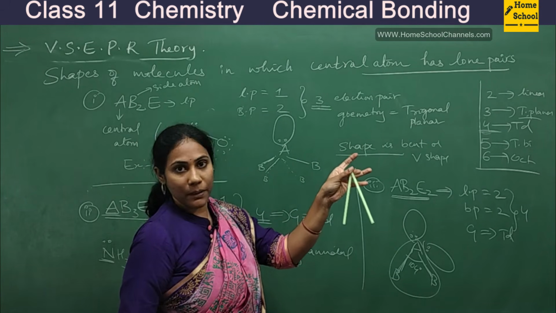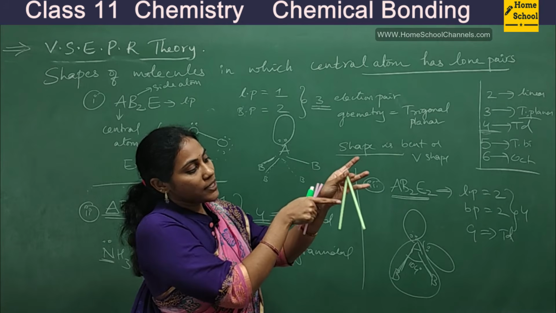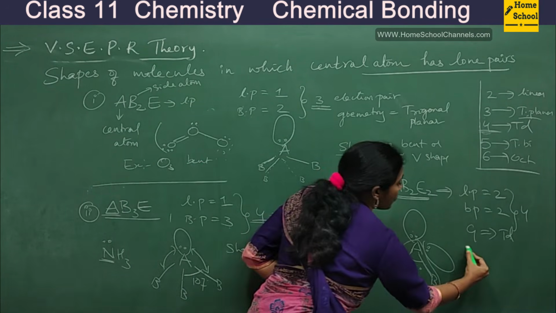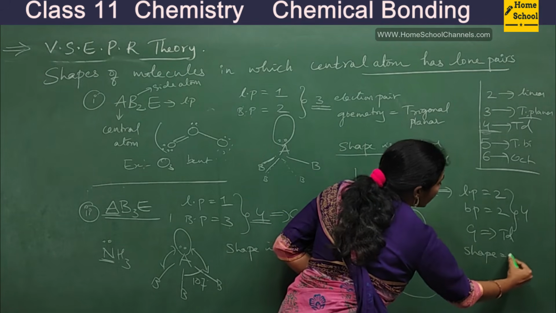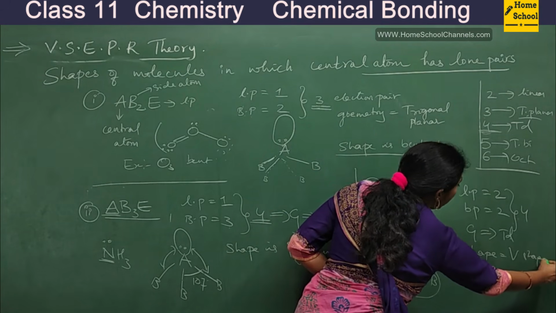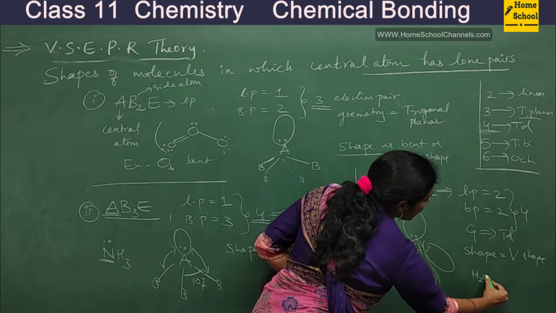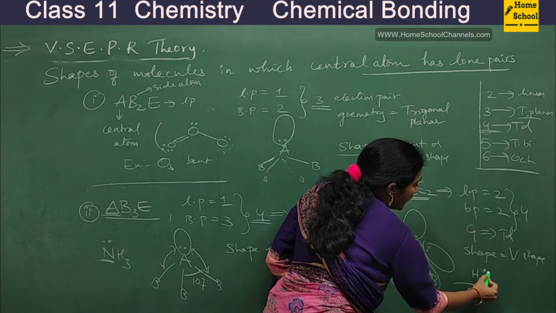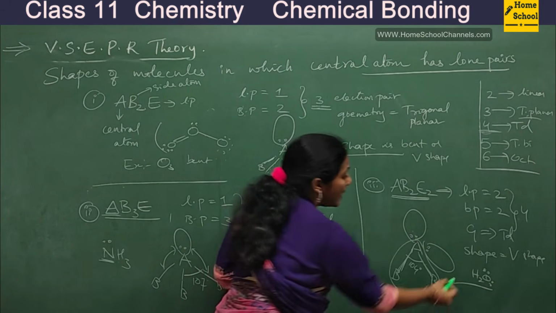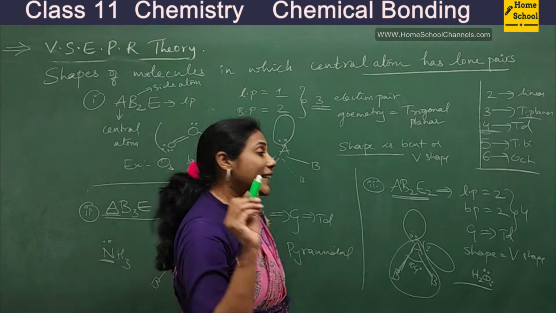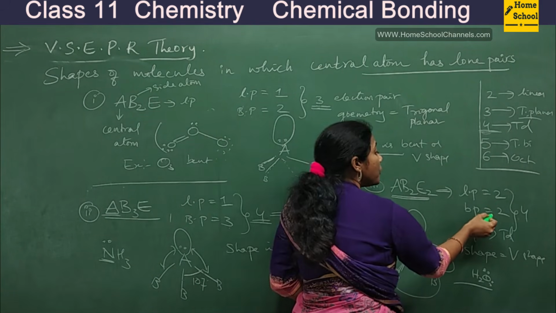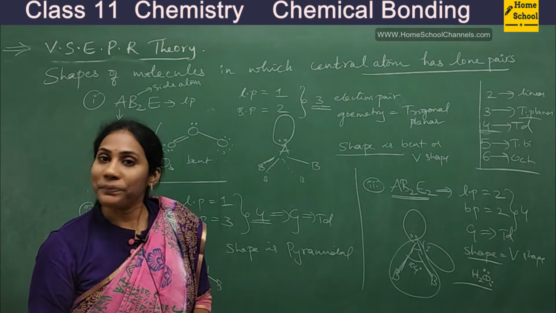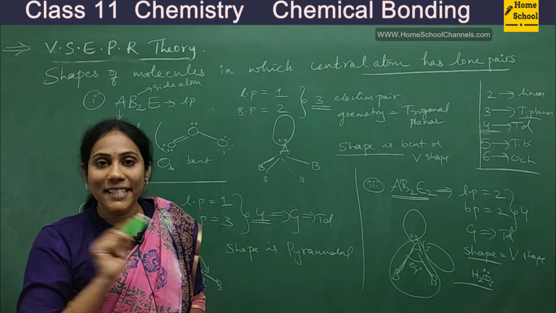So now what is the shape? Okay, central atom is here. So this is one bond pair, this is one bond pair. So the shape is V shape. So the shape that you get here is V shape. Okay, so the best example here is H2O. Here oxygen is the central atom where it has got 2 lone pairs of electrons and 2 bond pairs of electrons. So any molecule with 2 lone pairs and 2 bond pairs, shape is always V shape or bent shape.